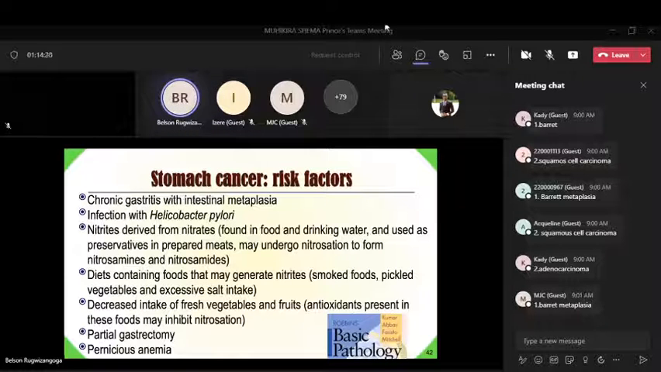Decrease intake of fresh vegetables and fruits, because as you know, the vegetables and the fruits contain antioxidants, and these antioxidants help us to fight against cancers.